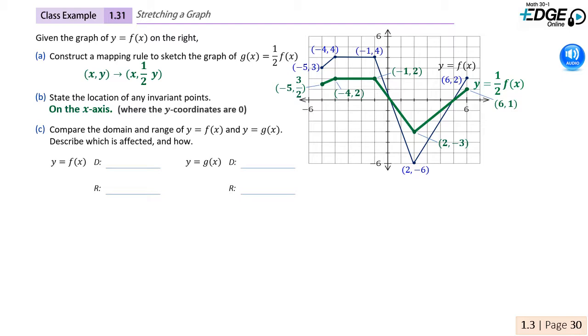In this question, we're asked to determine the location of any invariant points. We're going to simply say on the x-axis. If the question asked us for the coordinates of the invariant points, we would have to use some of our Math 10 skills. For example, if we looked at the line segment joining (-1, 4) to (2, -6), we could determine that it had a slope of -10/3.